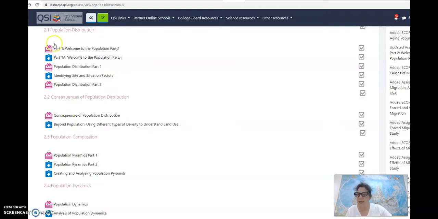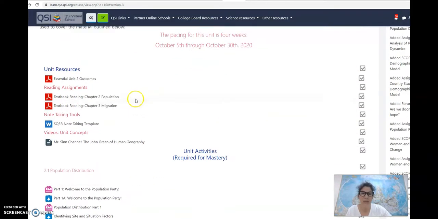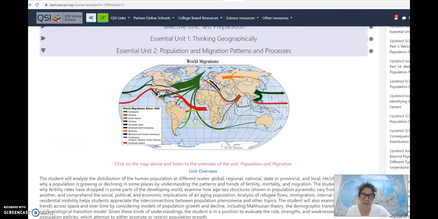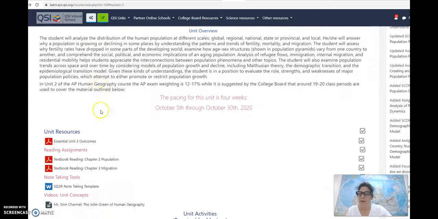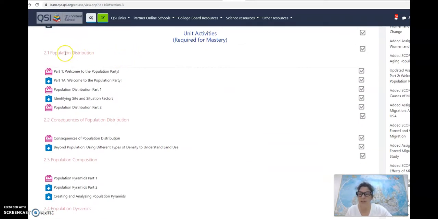So that's what I want you to do in week 1 for Essential Unit 2. You can listen to the overview behind the map. You can quite honestly start reading chapter 2 for population, but make sure you get all of the activities within 2.1 and 2.2 done sometime within week 1.